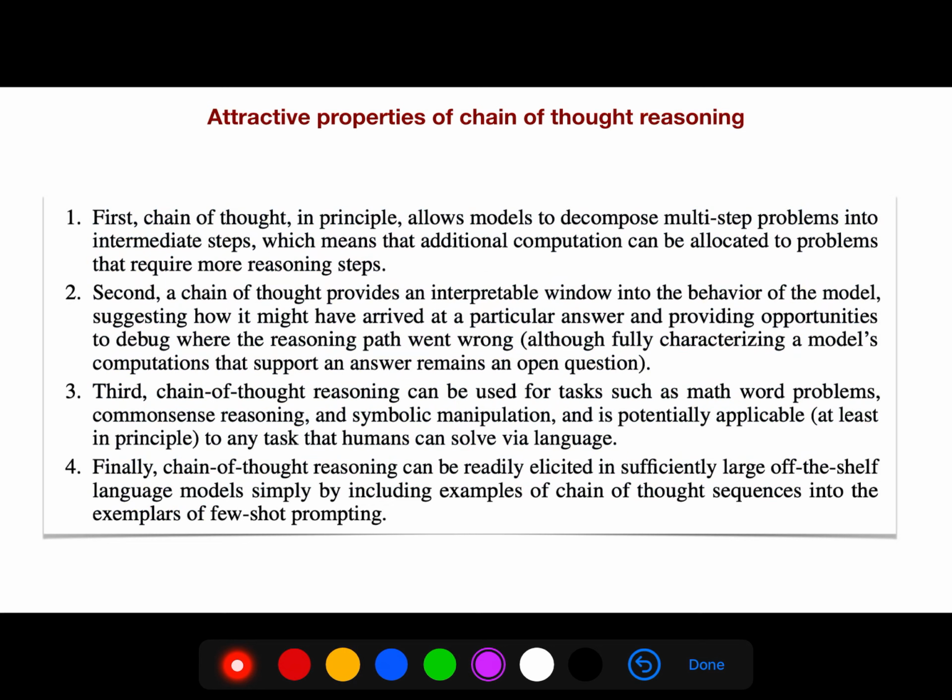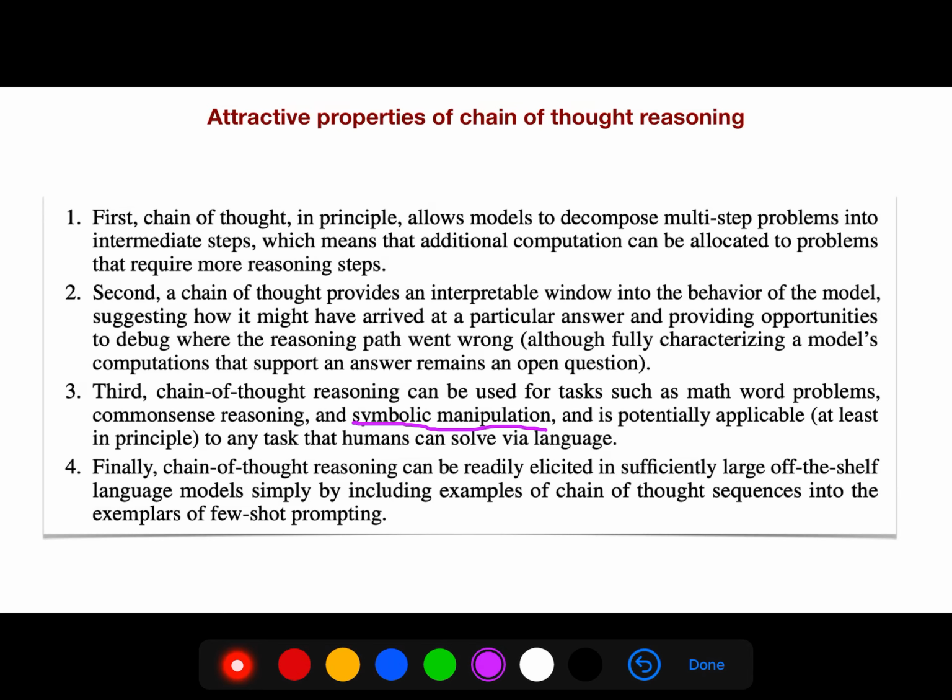Attractive properties of chain of thought reasoning. First, chain of thought in principle allows models to decompose multi-step problems into intermediate steps, which means that additional computation can be allocated to problems that require more reasoning steps. Second, a chain of thought provides an interpretable window into the behavior of the model, suggesting how it might have arrived at a particular answer and providing opportunities to debug. Third, chain of thought reasoning can be used for tasks such as math word problems, common sense reasoning, and symbolic manipulation, and is potentially applicable to any task that humans can solve via language.